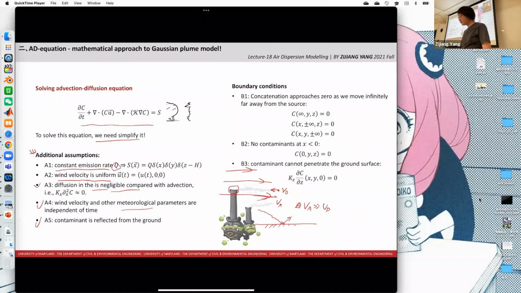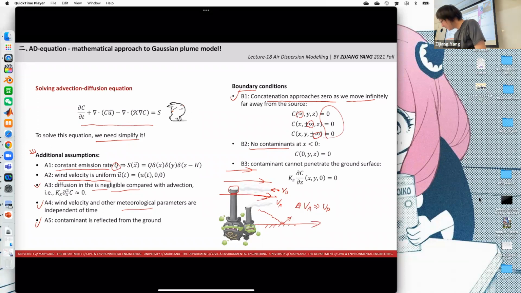And here are the assumptions. To solve this, we also need some boundary conditions. For the first one, we assume that the concentration approaches zero when we move infinitely far away from the source. In other words, if I'm very far away from the pollutant source, I assume the air is clean. So when the distance approaches infinity, the concentration should always be zero.